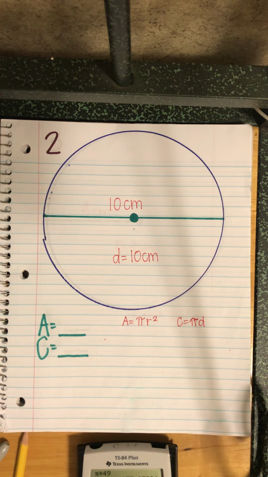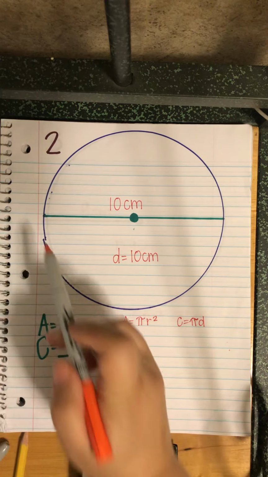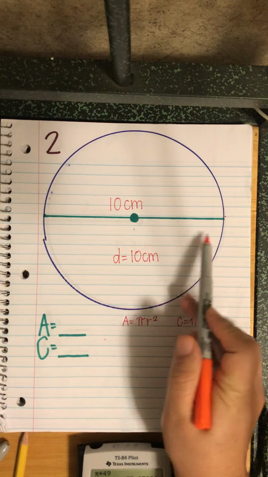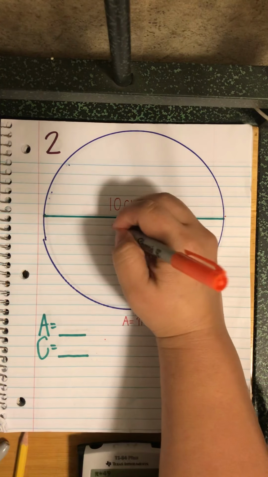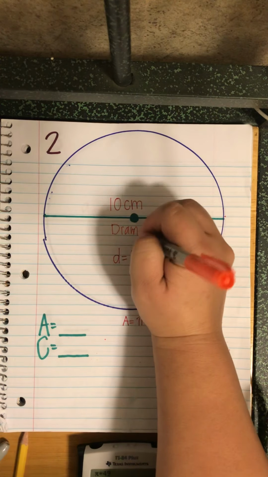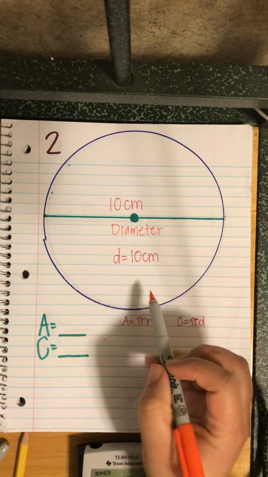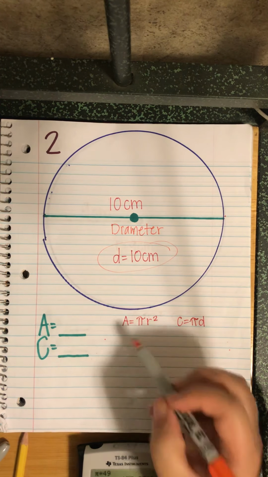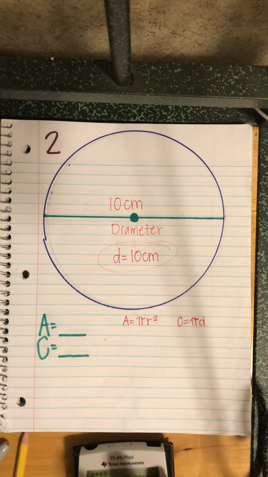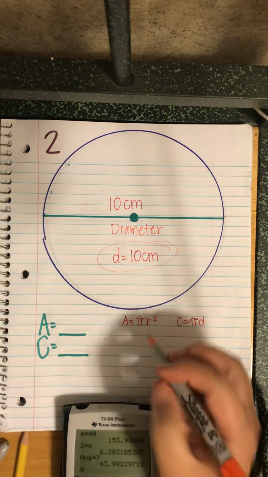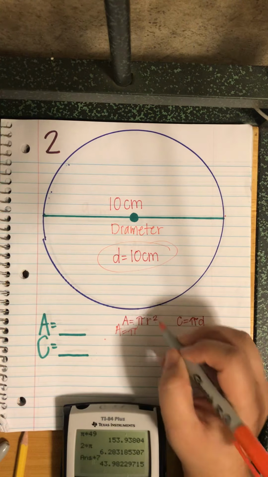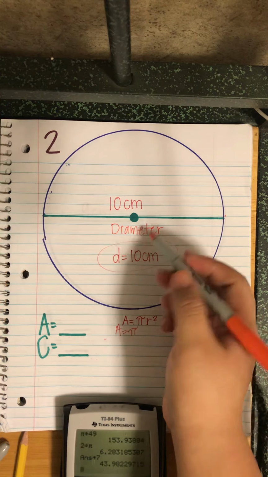Question number 2, we see that it's going from one side to the other, going down the center, so we can say that this is the diameter, right? We know the diameter, and here it is, 10 centimeters. So we'll start this lesson off. Area equals pi r squared. So we know area equals pi. The radius of this, oh, we don't have the radius, do we?